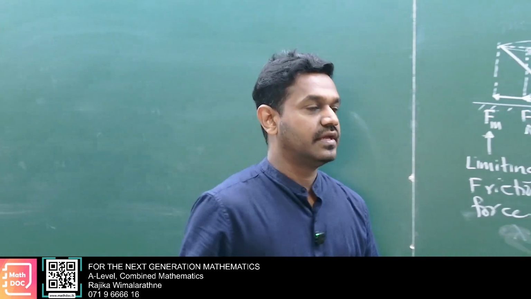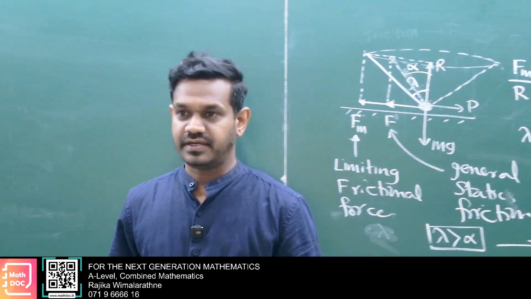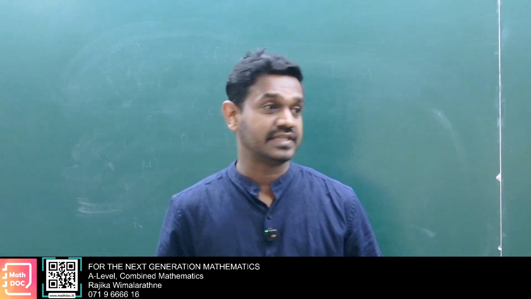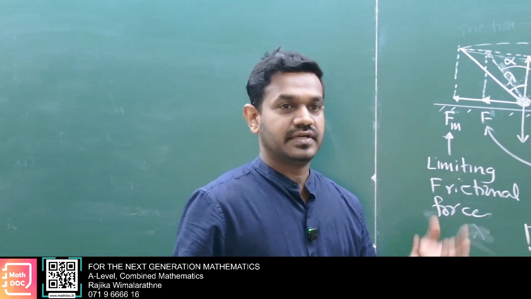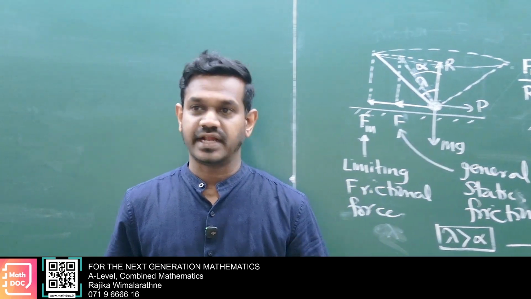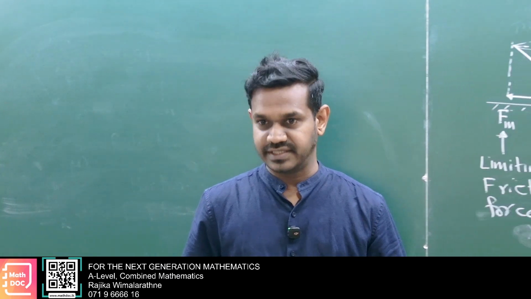Now mainly here we consider equilibrium of a rigid body with friction. Since the body is in equilibrium, there is no resultant and no moment. Then we can always consider the equilibrium condition.